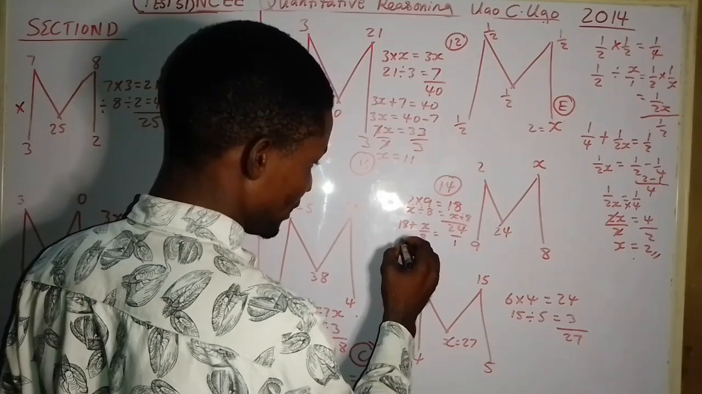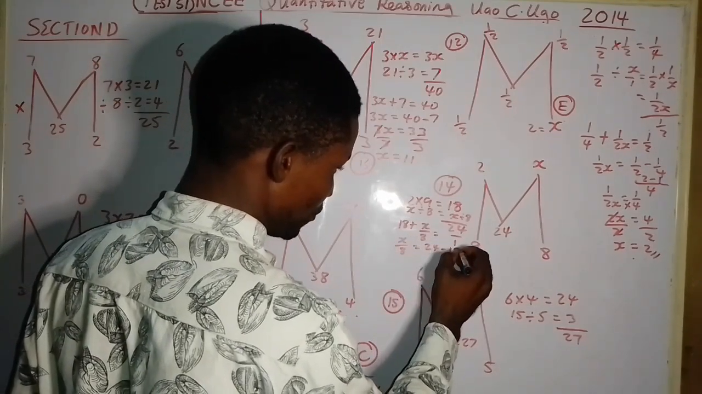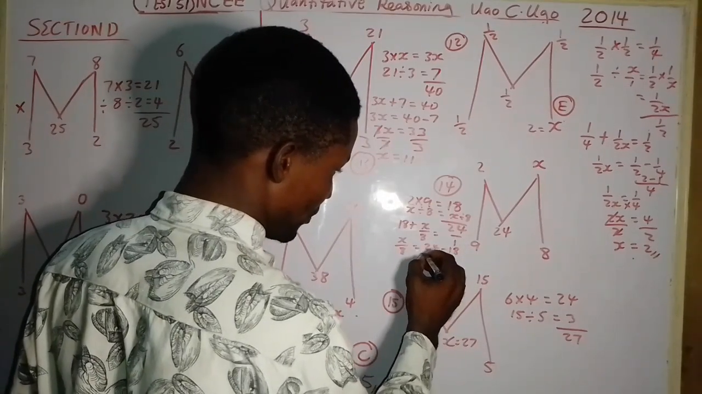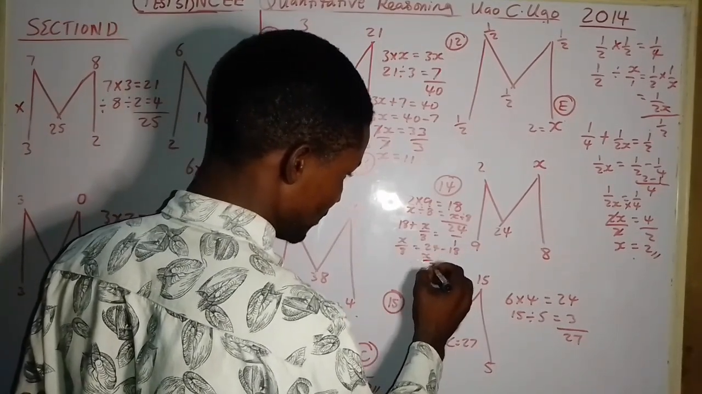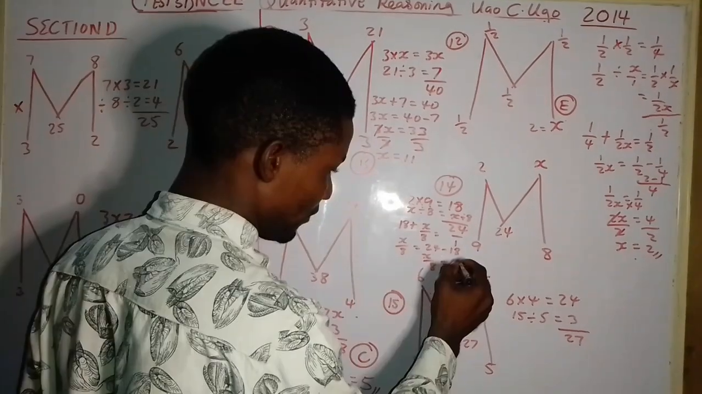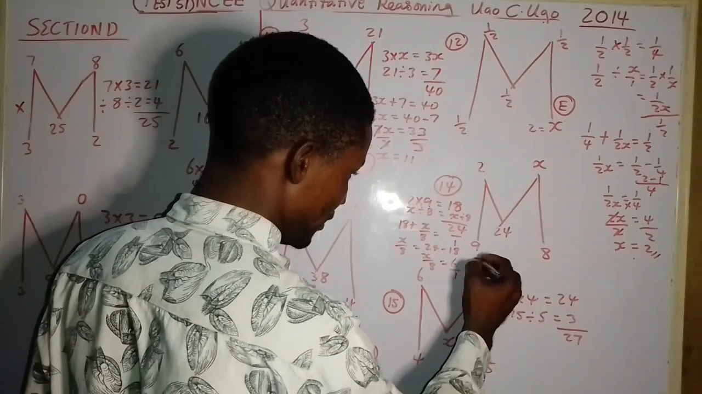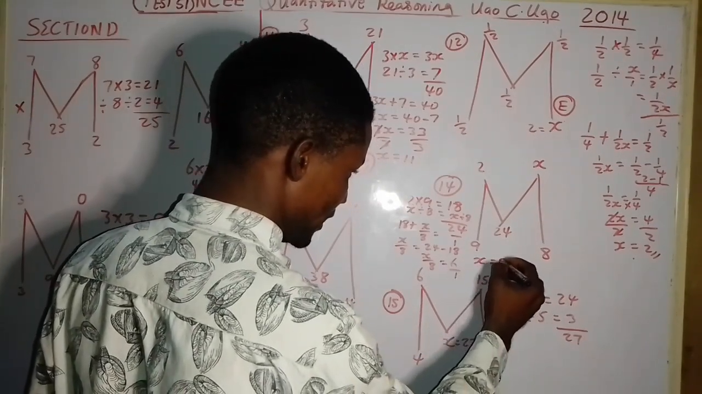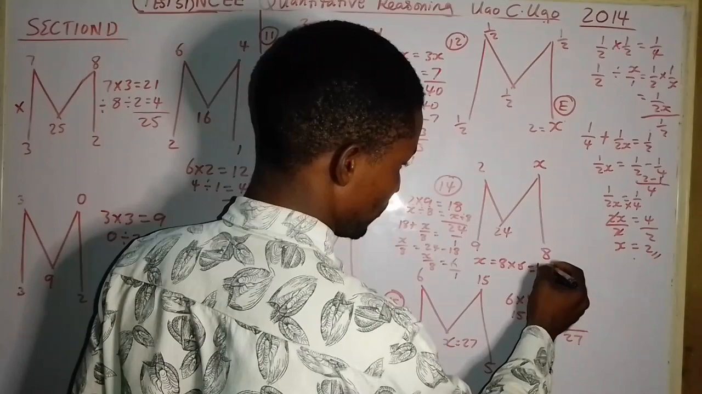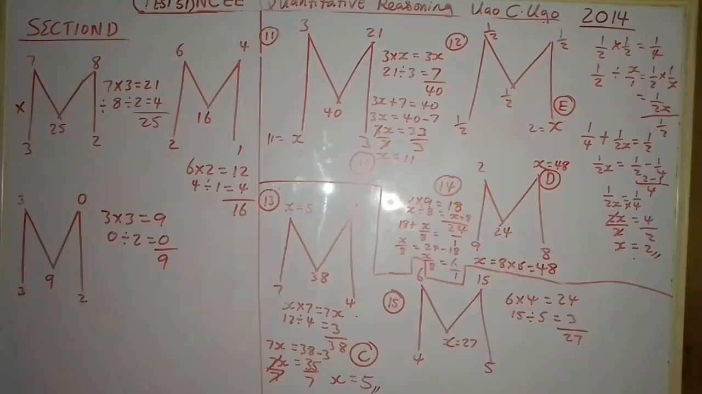So let's collect the like terms. We'll have x over 8 equals to 24 minus 18. So we have x over 8 equals to 24 minus 18, and that will give us 6 over 1. So when we cross multiply, our x will be equal to 8 times 6. That gives us 48. So the missing number here is 48.